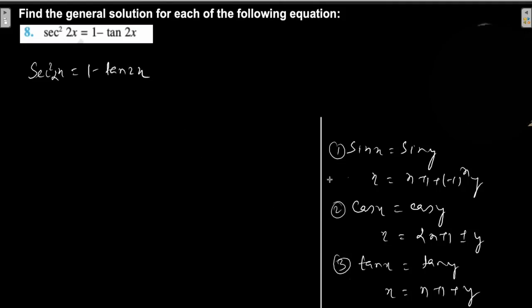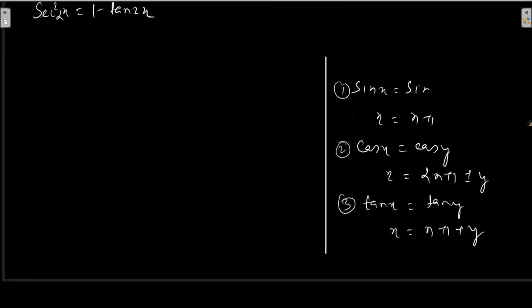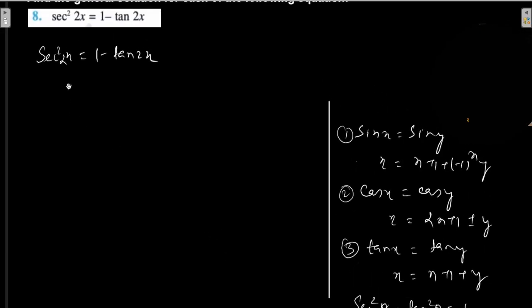We also know a formula which is this, right, sec square theta minus tan square theta equals to 1. So when I see this sec square over here, I know that there is some formula to be applied, and then I'll make use of that formula. So what is my formula going to be? Sec square 2x would become 1 plus tan square 2x, right?